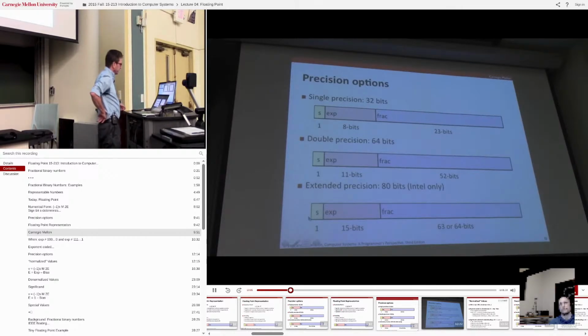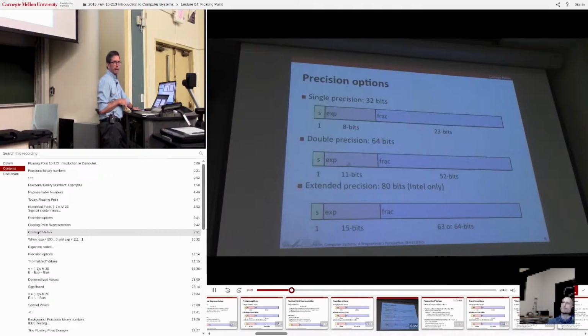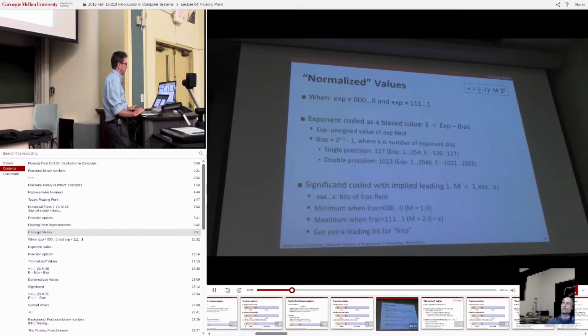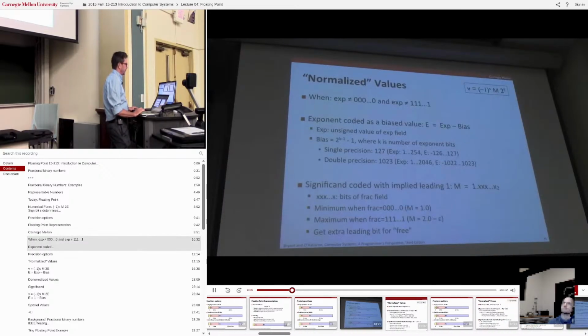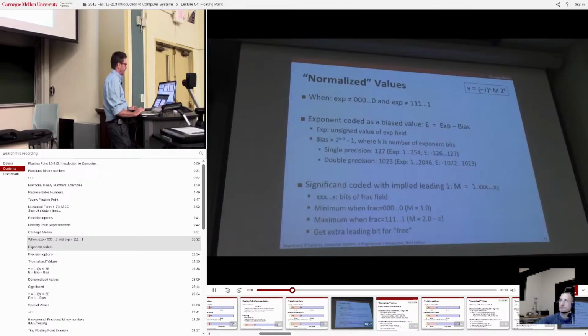Now, IEEE floating point provides two different kinds of floating point. There's single precision, 32 bits, and so-called double precision, which is 64. There's this funky Intel extended precision, which is non-standard, and we won't talk about it anymore. In single precision, 32 bits, you have one sign bit. There's always a sign bit. You have 8 exp bits and 23 frac bits. In double precision, you have 11 exp bits and 52 frac bits.